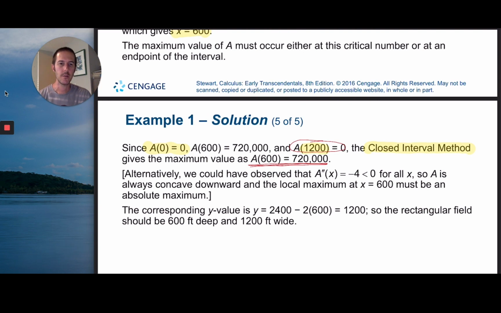We could have also confirmed that the x value of 600 gives us a maximum by taking the second derivative, plugging in the, oh, we don't even have to plug in the x value of 600 because the second derivative of our area function is -4. -4 is less than 0, which means it's concave down for all of our x values.